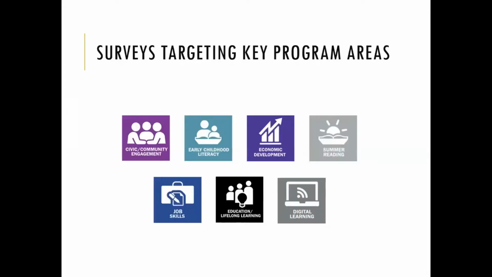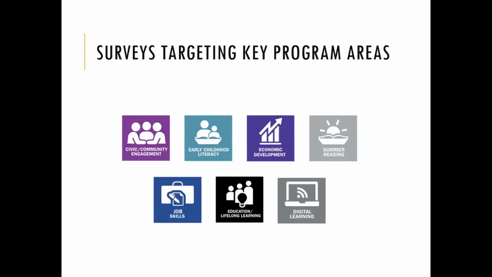Surveys designed by leading library and social research professionals to gather outcome-based data focused on the key areas of civic and community engagement, early childhood literacy, economic development, summer reading, job skills, education and lifelong learning, and digital learning. Project Outcome features both immediate surveys as well as follow-up surveys in each of these areas.